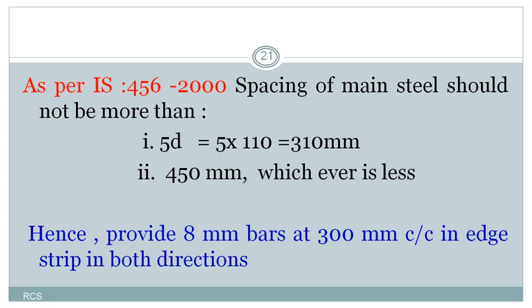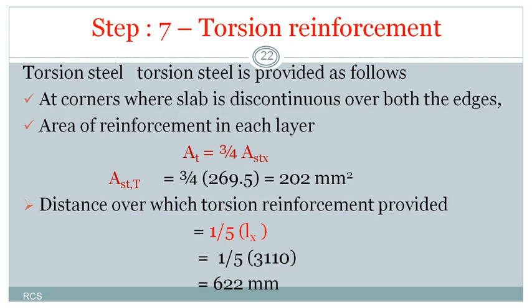So with this, the design of a two-way slab, a restrained two-way slab, when the four edges of the slab are discontinuous, is done. Up to this is the design part. But we have to check whether the design is safe against deflection and development length. Before that, we have to calculate the torsional reinforcement.